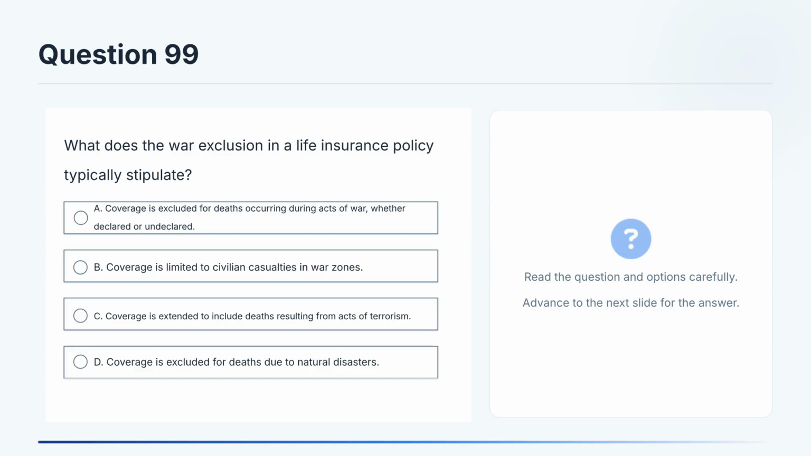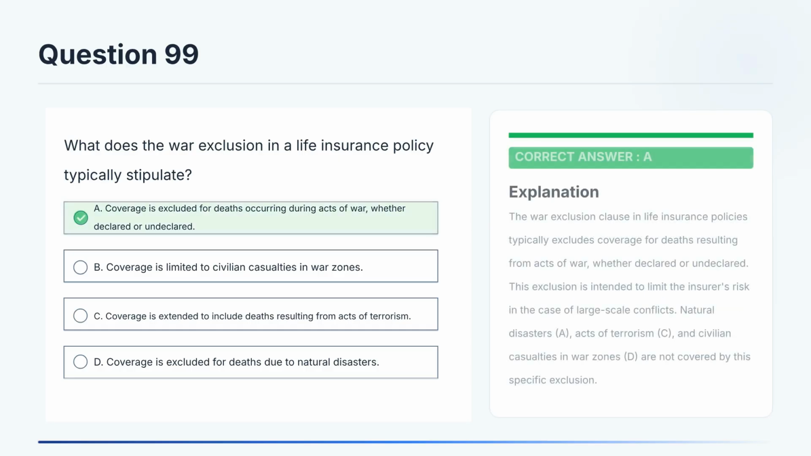The answer is A. Coverage is excluded for deaths occurring during acts of war, whether declared or undeclared. The war exclusion clause in life insurance policies typically excludes coverage for deaths resulting from acts of war, whether declared or undeclared. This exclusion is intended to limit the insurer's risk in the case of large-scale conflicts. Natural disasters, acts of terrorism, and civilian casualties in war zones are not covered by this specific exclusion.